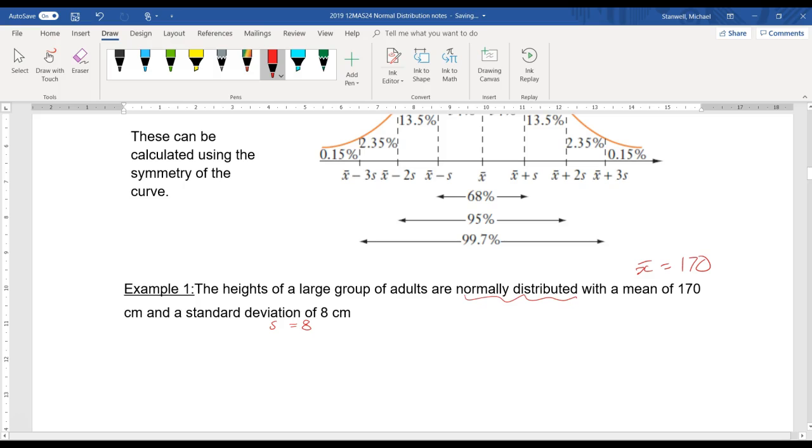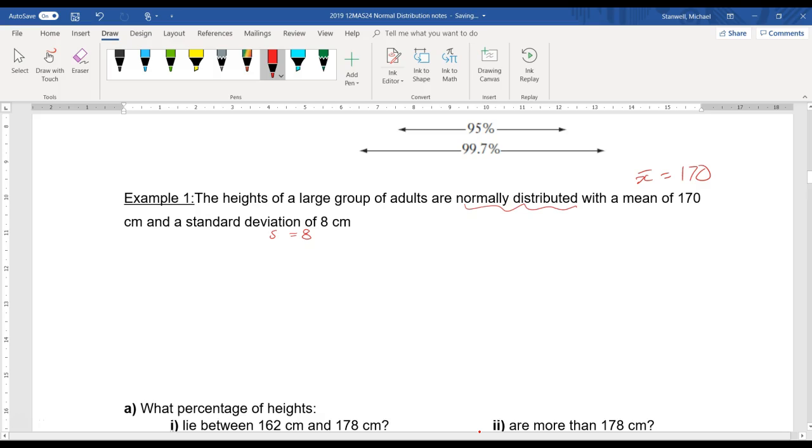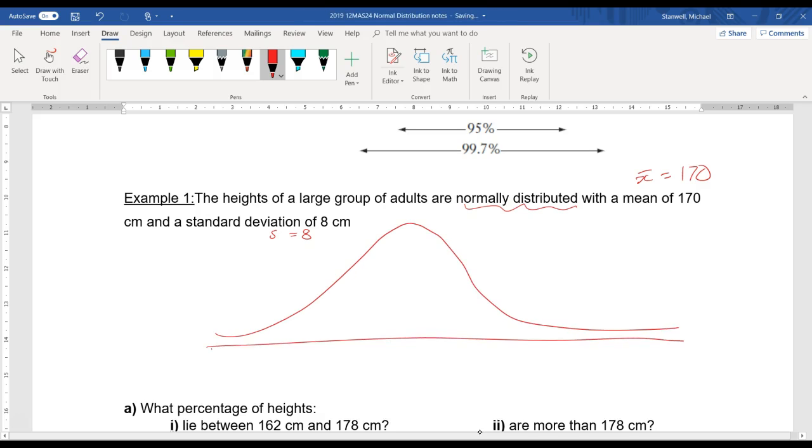It's perfectly fine when you get your HSC exam or any other assessment to use a highlighter or a pen or a pencil to circle things, underline them, and put annotations on there. That's a good part of your working. Anyway, first question: what percentage of the heights lie between this and this? The best thing to do here, and I would very strongly recommend it, is draw your curve straight away. It doesn't have to be perfect, but I'm going to split that up: 1 standard deviation either side, 2 standard deviations either side, 3 standard deviations either side.